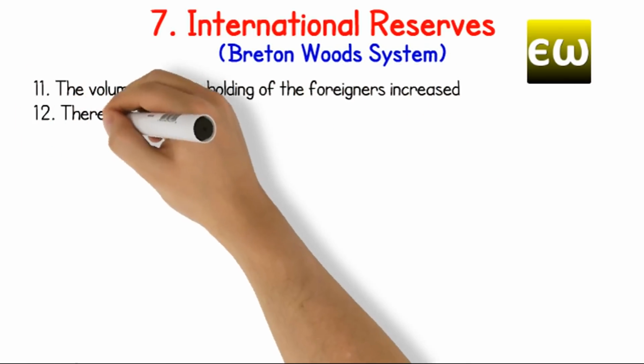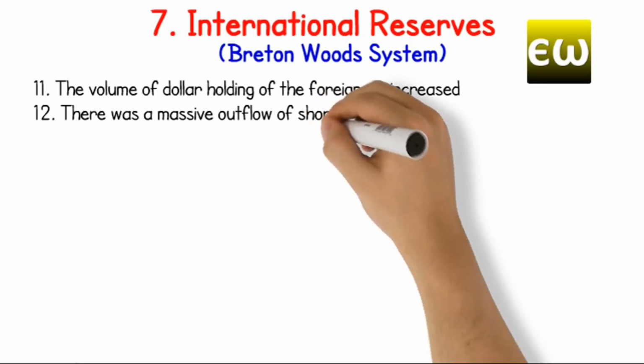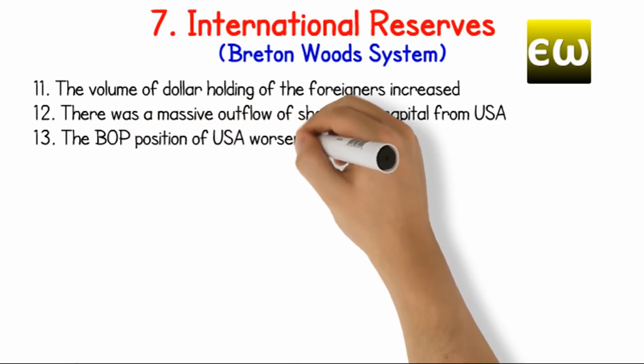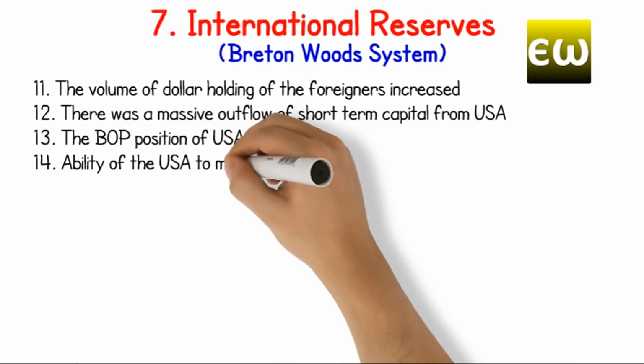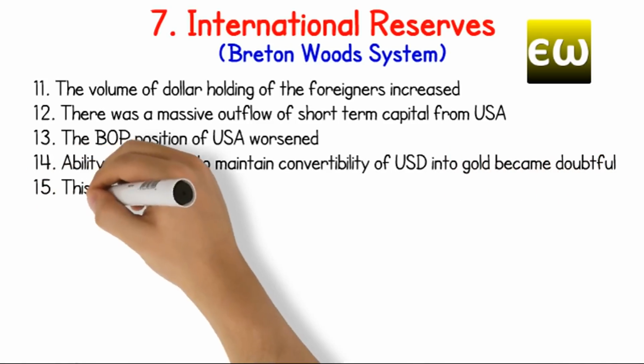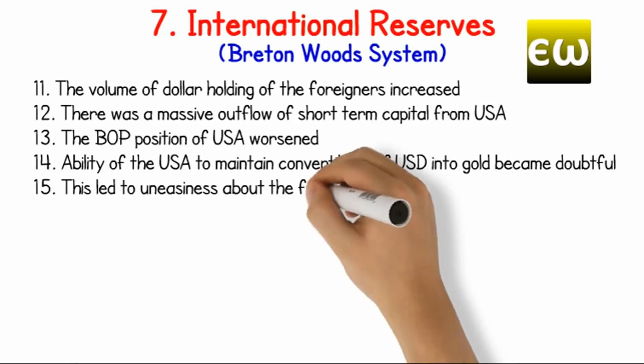There was a massive outflow of short-term capital from USA. The BOP position of USA worsened. Ability of the USA to maintain convertibility of dollar into gold became doubtful. This led to uneasiness about the future of dollar.